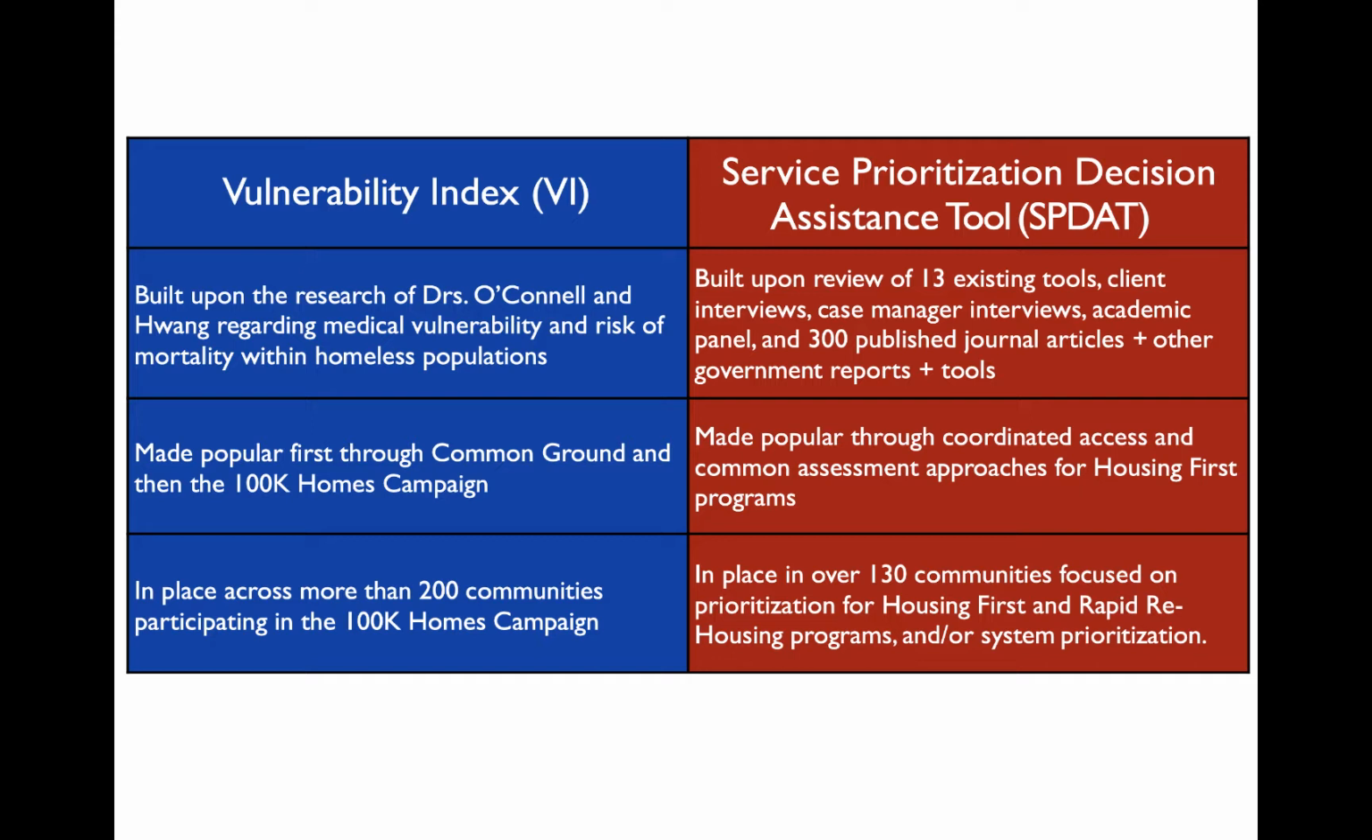The full SPDAT, the Service Prioritization Decision Assistance Tool, was built on review of 13 existing tools, client interviews, case manager interviews, an academic panel, and 300 published journal articles, plus other government reports and tools. It was made popular through coordinated access and common assessment approaches for Housing First programs, and it's currently in place in over 130 communities focused on prioritization for Housing First and rapid rehousing programs.